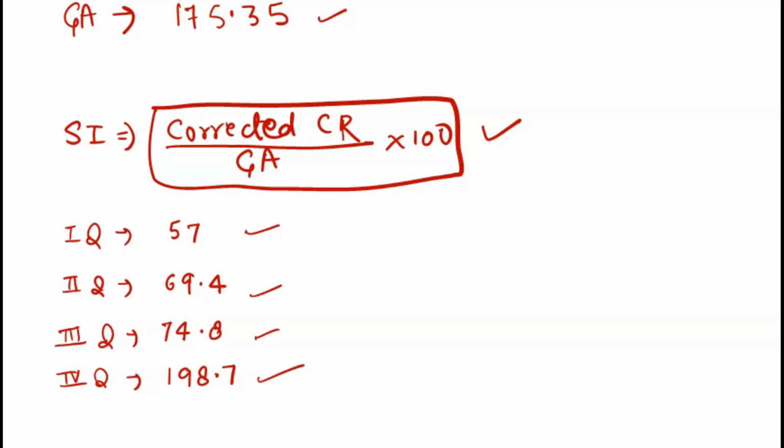So I hope it is clear. First thing link relatives, because that we need for chain relatives. Then chain relatives, then corrected chain relatives, and then finally seasonal indices.